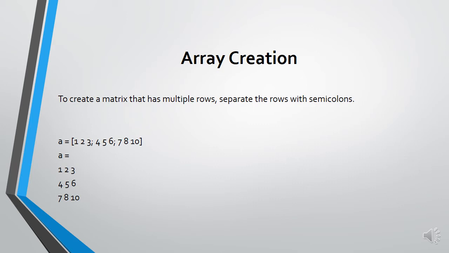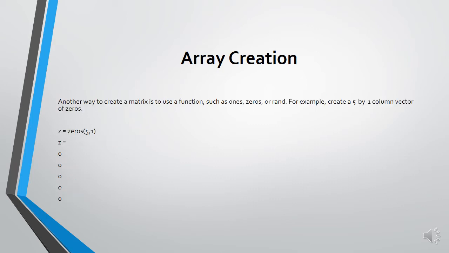May you go ahead on your command window and create matrix A. You could also create other matrices which are standard as quick as you can, like the zeros matrix. 5 rows, 1 column. It gives you a column vector. You can go ahead and try that.